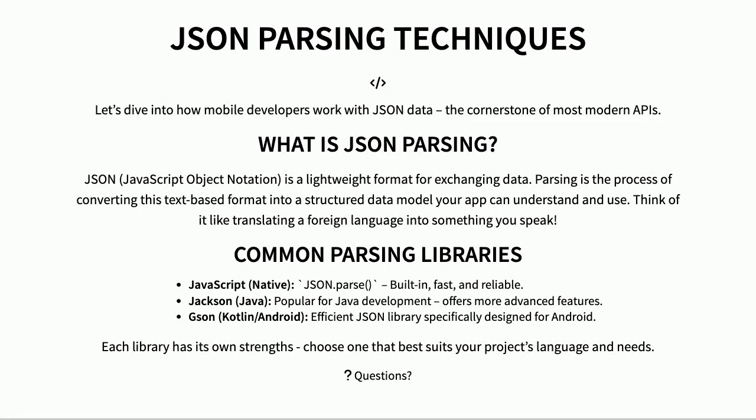Okay, so when we're building mobile apps, we often get data from web APIs, and that data is frequently in JSON format. Parsing is how our app turns that plain text into something it can actually use. It's like taking a recipe written in another language and figuring out exactly what ingredients and steps you need to follow. We'll look at some common libraries, like JavaScript's built-in JSON.parse, which is super simple and quick, or Jackson for Java projects if you're building with that. And don't forget about Gson, a great option specifically designed for Android. So, understanding these different approaches can really make your development process smoother.